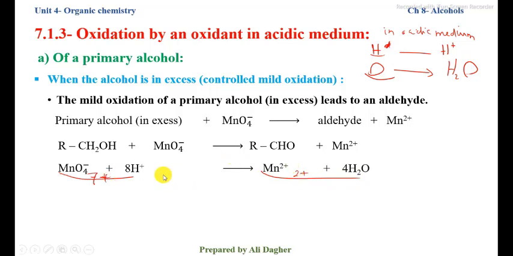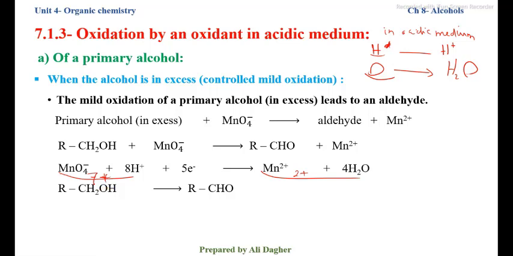We balance the charge by adding electrons to the side where we have the higher charge, that means in reactant. The amount of electrons added equals the difference between the two charges, 7 plus and 2 plus. The difference is 5, then we add 5 electrons on the reactant side. This is the first half reaction, the reduction half reaction. Now the second half reaction, the primary alcohol is transformed into aldehyde. We have carbon. In mild oxidation, the carbon chain is conserved. That means the carbon atoms are the same in the reactant and product, so we don't balance the carbon.